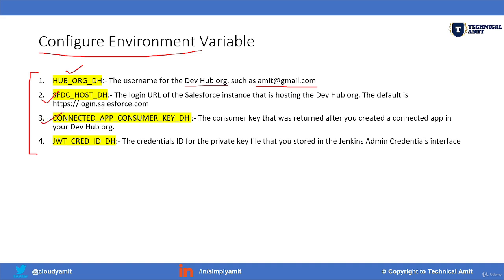Then there is the connected app consumer key, which we got in the previous lecture, so we'll put that key here. And then there is one JWT credential ID. This JWT credential ID we will get from Jenkins. So let's quickly create the environment variables for all of these.